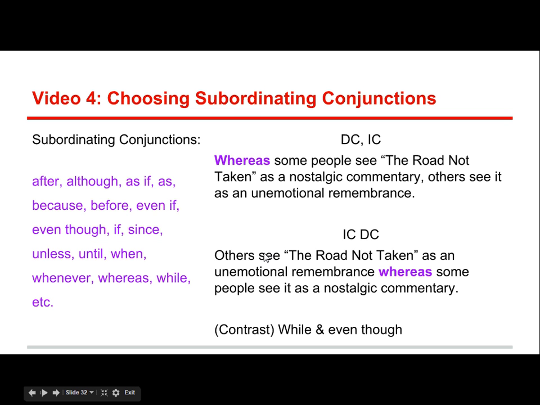Now let's switch it around, starting with my independent clause. Others see the road not taken as an unemotional remembrance. Okay, but now let's connect it to that dependent clause. Whereas some people see it as a nostalgic commentary. Remember, usually, not always, I can take one of these subordinating conjunctions that also means contrast and replace it. So let's try it with while. While some people see the road not taken as a nostalgic commentary, others see it as an unemotional remembrance. Oh, that worked. Let's try even though. Others see the road not taken as an unemotional remembrance, even though some people see it as a nostalgic commentary. Great. So all of those subordinating conjunctions showed contrast.